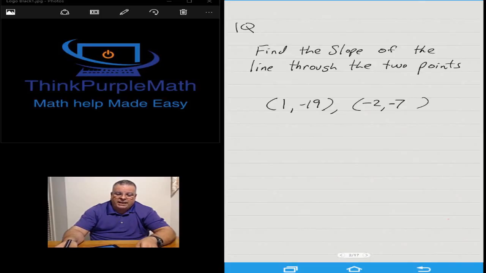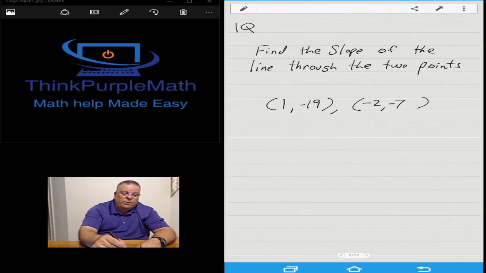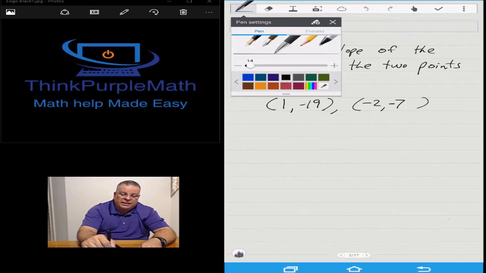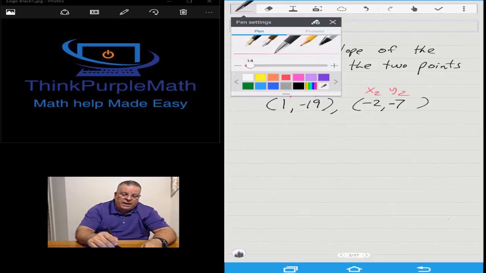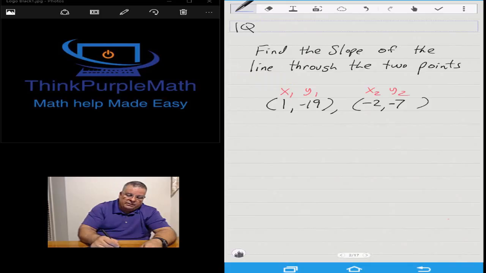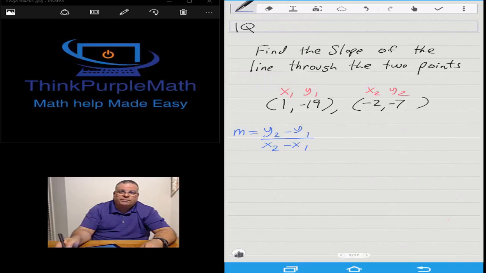So I have (1, -19) and (-2, -7). Alright, the first thing we're going to do is label the points, and I'm going to use red here. x1, y1, x2, y2. So we've labeled our points. The next thing we're going to do is write the slope formula down as we go: y2 minus y1 over x2 minus x1.